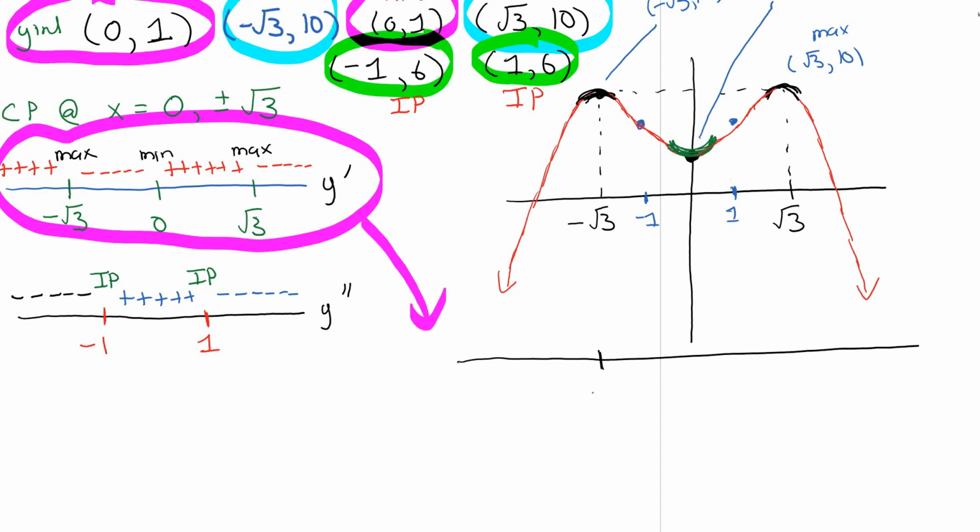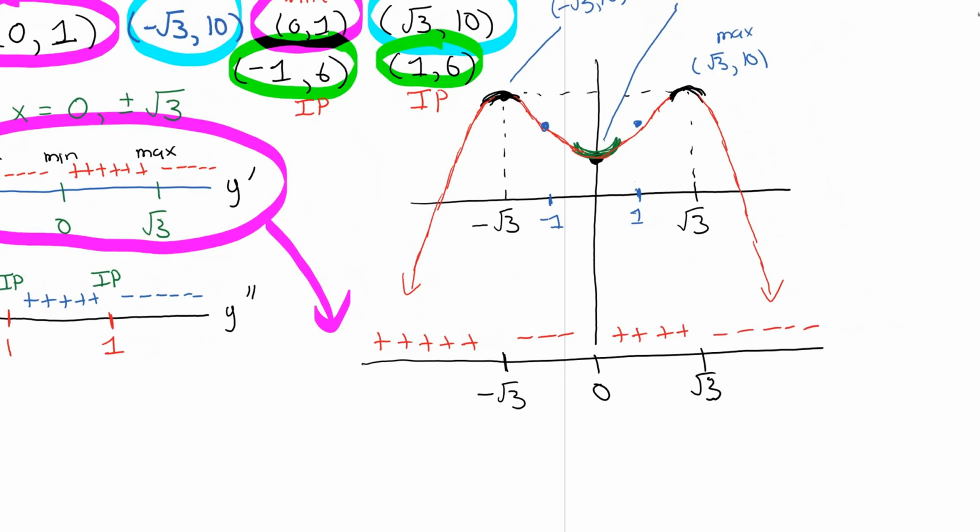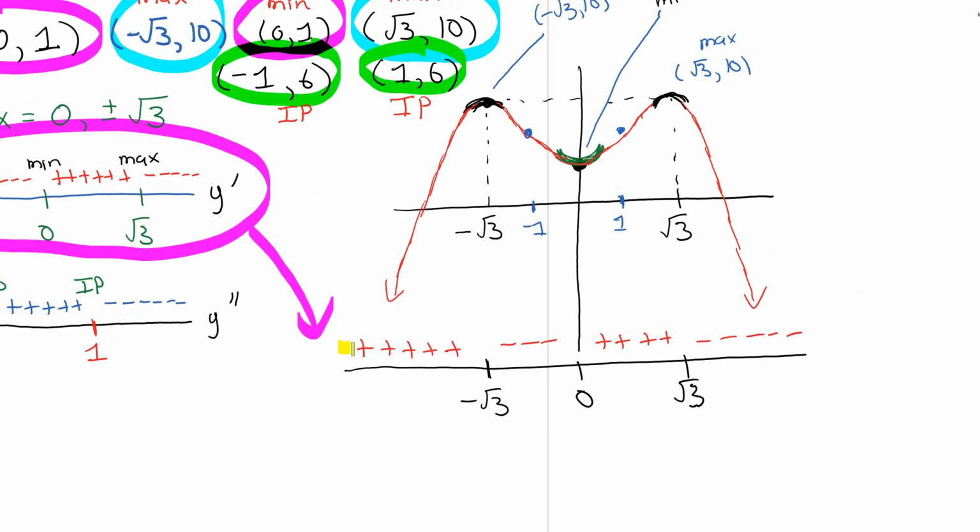Okay, so this is going to be -√3, this is going to be 0, this is going to be +√3, and the results go like this: positive, negative, positive, and negative. And let's just see if the results work here. This region means I have a positive slope. And as you can see, this region right here is indeed positive. There's a positive slope there.